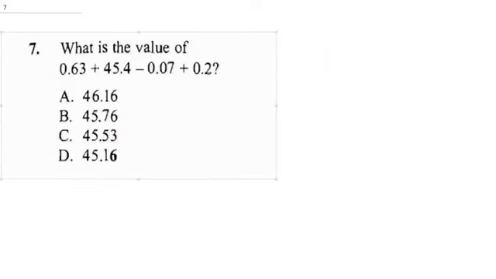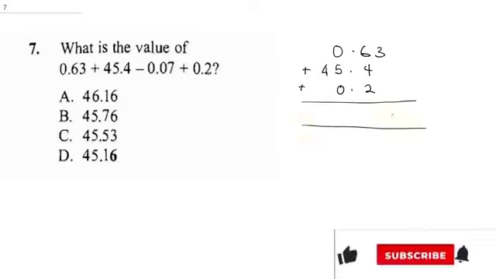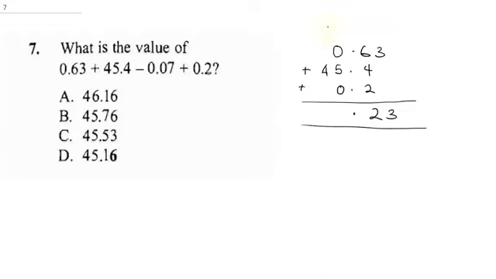So we will go to the next question, which says, what is the value of this? Now, first to do this, we are going to add up our decimal places. The first one is 0.63 adding up to 45.4, just make sure you arrange them well, and we'll add up 0.2. So 3, 6 plus 4 is 10 plus 2, 12. 2, you put your dot and you carry your 1. This will be 6, and this will be 4.